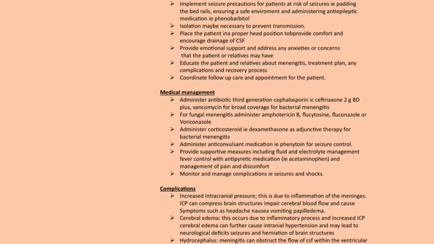So the increased intracranial pressure can compress brain structures, impair cerebral blood flow, and cause ischemia, which can result in symptoms such as headache, nausea, vomiting, papilledema. The second complication, we have cerebral edema, which occurs due to the inflammatory process and increased intracranial pressure. We have hydrocephalus, whereby meningitis causes the obstruction of cerebrospinal fluid within the ventricular system.